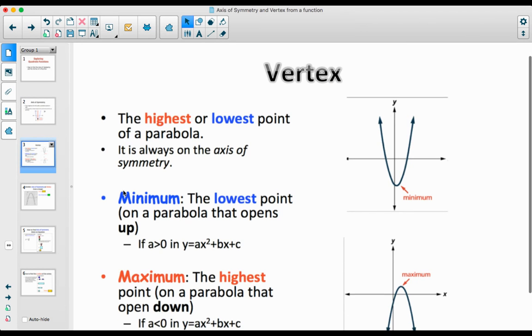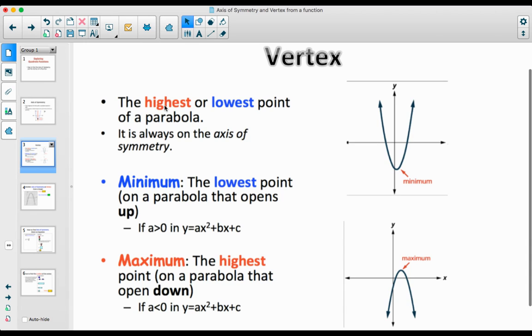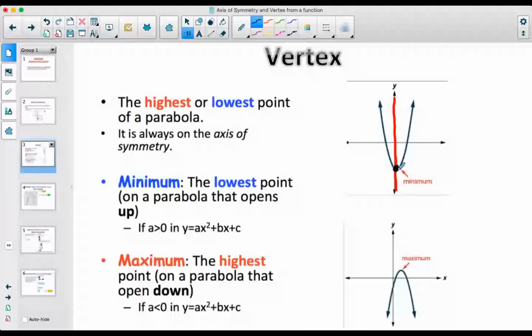We also talked about last class the vertex of a parabola. So the vertex is the highest or lowest point of a parabola, and it's always on the axis of symmetry. So we have two examples here. In this first example, on the top parabola, if I were to draw my axis of symmetry right through the middle of this parabola, I'm going to hit the parabola right here, this point here. This is going to be your vertex, and your vertex is always going to be an ordered pair, x, comma, y.